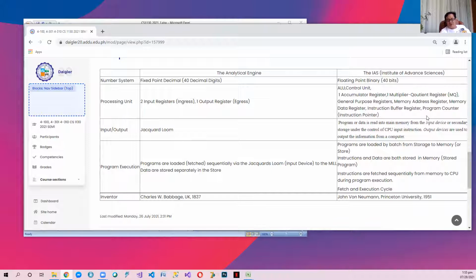So these are new jargons, no? Do you follow? Because in the past, we only have ingress and egress. Sometimes the value that is loaded from memory is not data. It's an instruction. So when the value that is loaded into the CPU is an instruction, it's not stored in the data register. It's stored in a separate register called the buffer register, instruction buffer register, or instruction register for short. Do you follow?